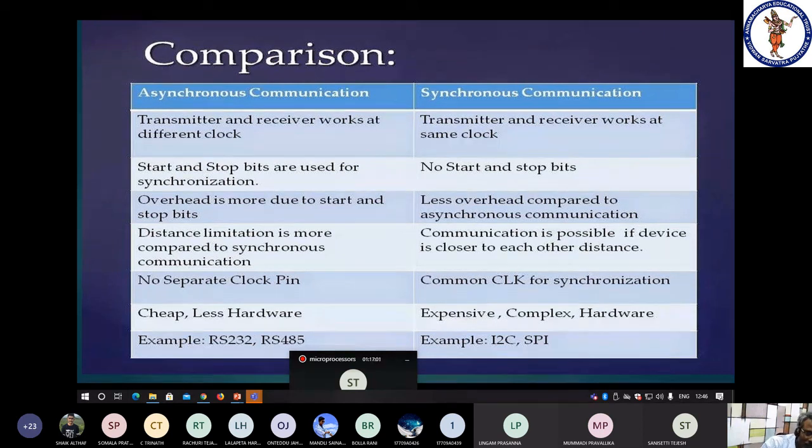Even in synchronous communication, we are in a position to transfer 100 characters. 100 characters means how many bits? 100 into 8, the total is 800 bits. The size of the sync character is 8 bits only. So the total number of bits is 808: 800 bits for the data plus 8 only for the sync character. What is the available bandwidth? 1000 bits. What is the usage of bandwidth? 808.